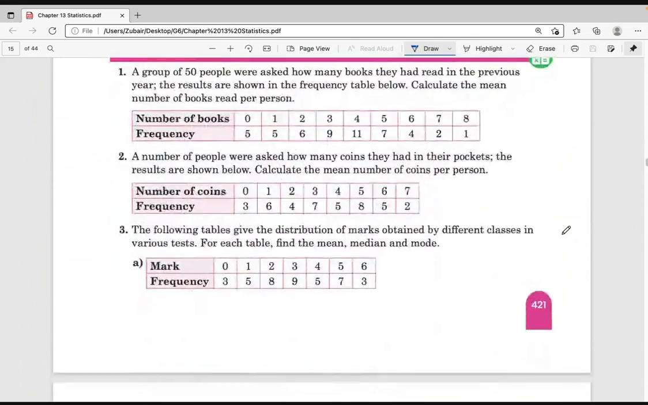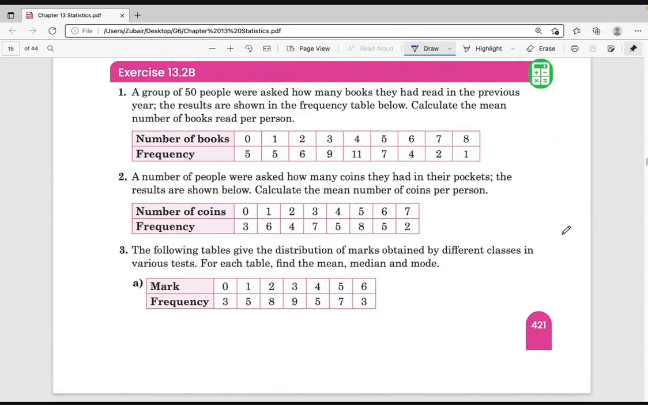Okay, this was a solved example. These are the questions. A group of 50 people were asked how many books they had read in the previous year, and the results are shown in the frequency table below. Calculate the mean number of books read per person. So 0, 5 times is 5. I'm just using this. This is 5, 6, 2 times 12, 9, 3 times 27, 44, 35, 24, 14, 8.